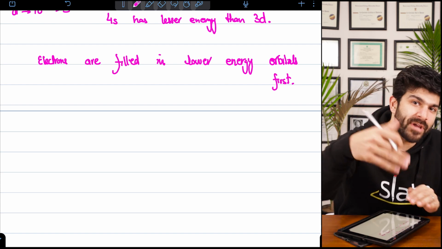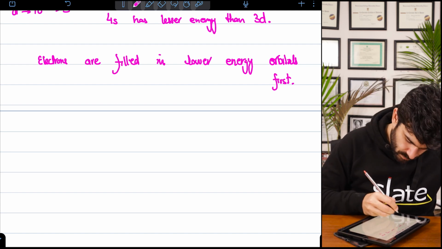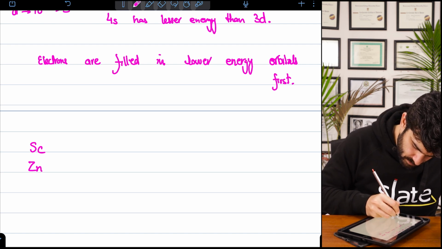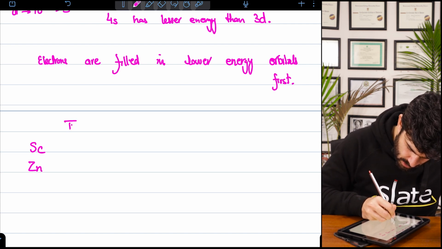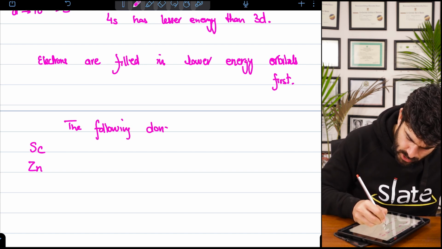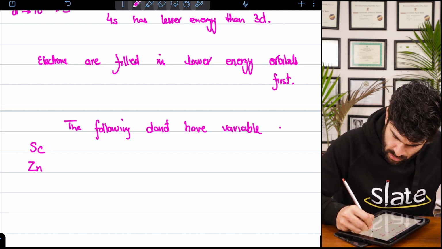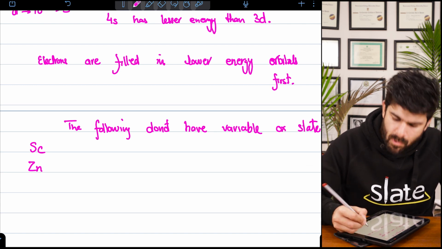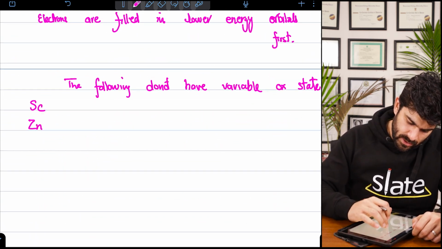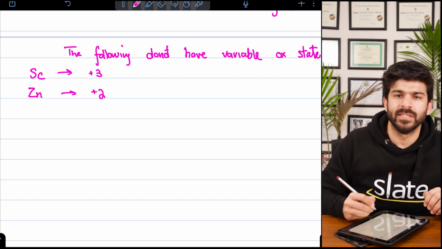Now, coming to the concept of variable oxidation states. Two elements, scandium and zinc, do not have variable oxidation state. These ones do not have variable oxidation states. Zinc will only have +2 and this will only have +3.